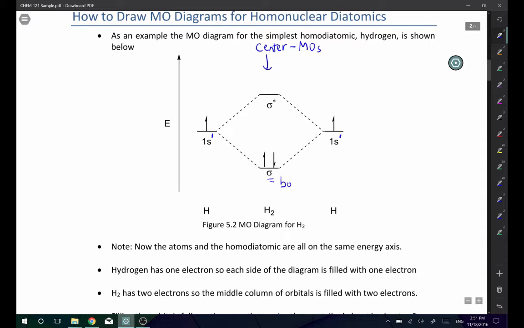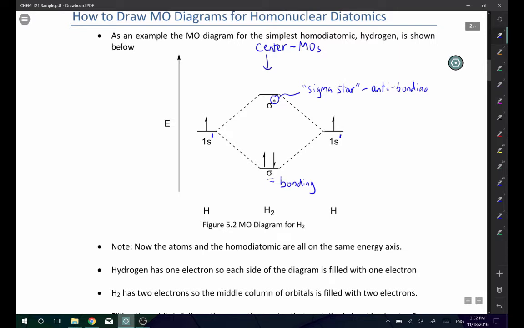And the anti-bonding orbitals, all anti-bonding orbitals always have a star, and we call this sigma star. And this is always what you see for anti-bonding orbitals. Anytime you see that star, that asterisk, this is anti-bonding.